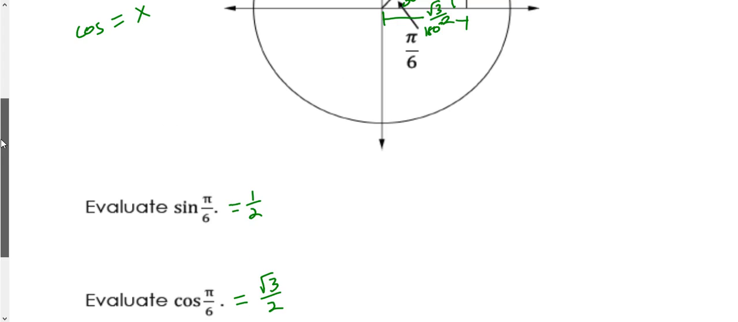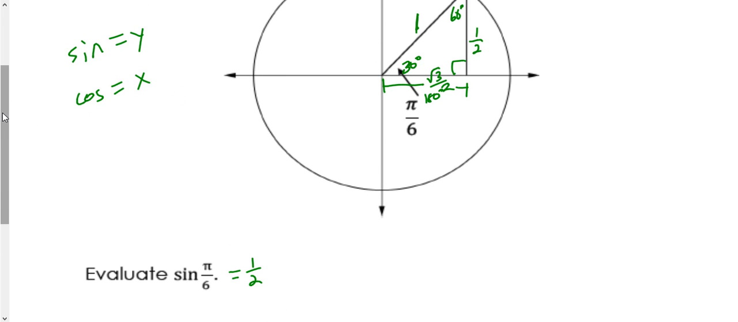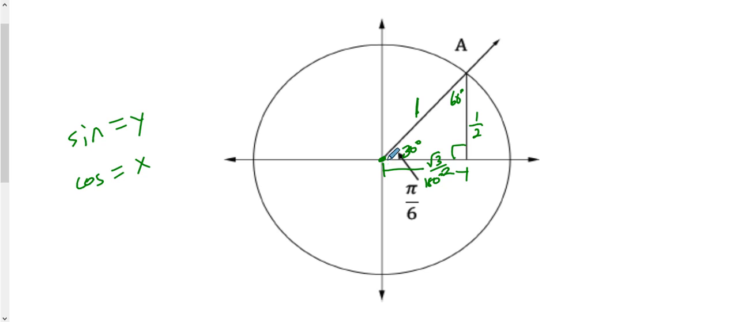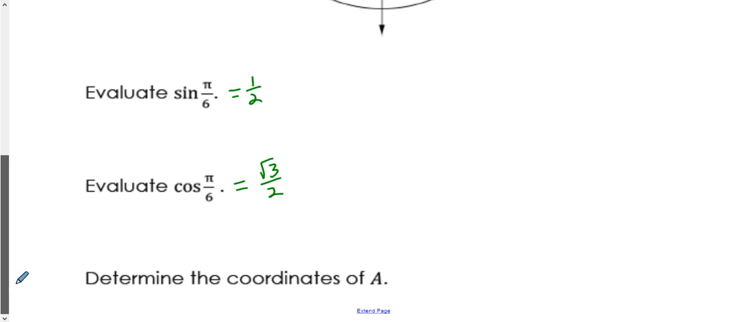And what would that make our coordinates? Well, if you start at the origin, you move right this much, and then you move up this much, your coordinates right here are going to be square root of 3 over 2, comma, 1/2. And that is going to be the answer that we would put for determining the coordinates of A. So again, just remember, sine is y, cosine is x. This is the way it is in all of these unit circle problems.